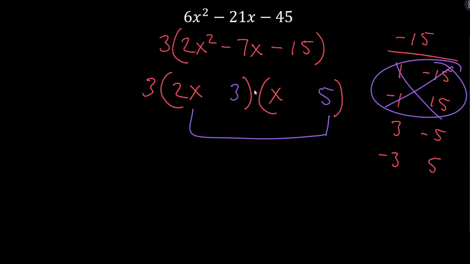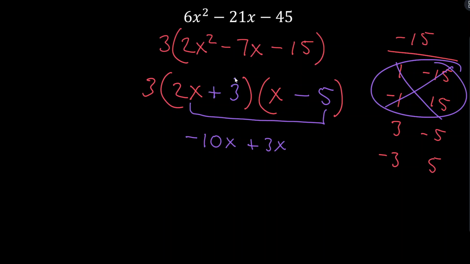Let's see. 10x, 3x. We can subtract those and get negative 7x. So which one has to be negative, which has to be positive? Well, the 5 has to be negative because we want this to be minus 10x plus 3x, because that's what gives us negative 7x. So we need to get minus 10x, which we get from there, and then plus 3x, which we do in fact get from there. Okay, so this is the fully factored form. 3 times 2x plus 3 times x minus 5. Hopefully that process made sense.